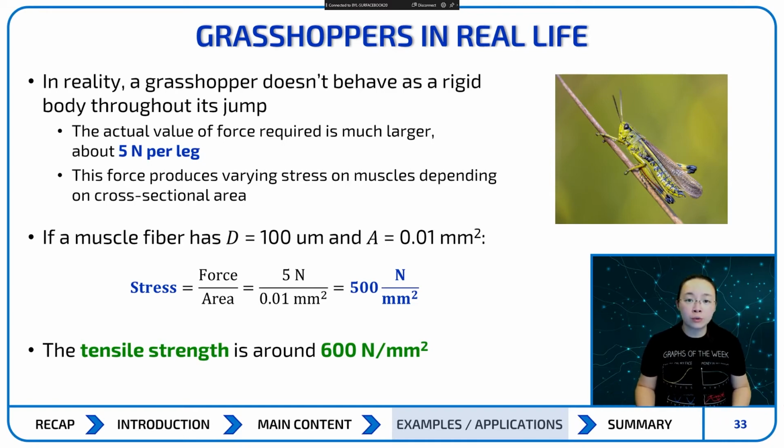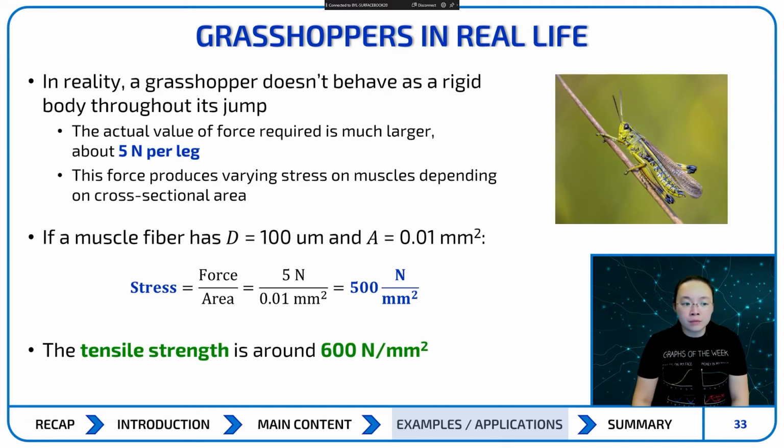This force is going to produce some sort of stress on the grasshopper's muscles, depending on its cross-sectional area. Depending on what grasshopper you're looking at, this one's a pretty large marsh grasshopper. And the larger your grasshopper, the larger its cross-sectional area and the more force is required to push it off.